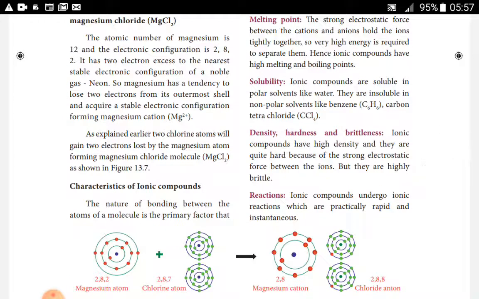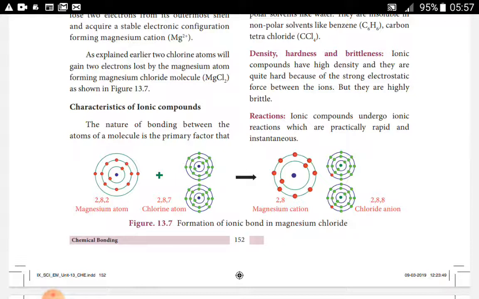And solubility. Ionic compounds are normally soluble in polar solvents, that is water. Water is the solvent for ionic compounds. But non-polar solvents like benzene, carbon tetrachloride, and ether are not useful for ionic compounds. Then their density, hardness, and brittleness. Ionic compounds have high density because of the strong force of attraction. So the electrostatic force of attraction is very important because it plays an important role in the characteristics of these ionic compounds.